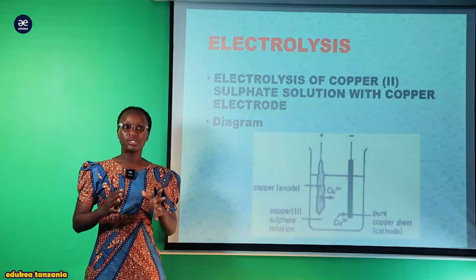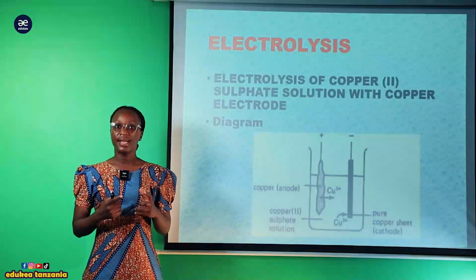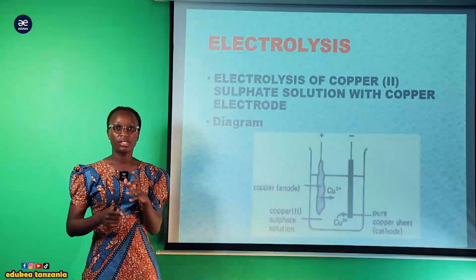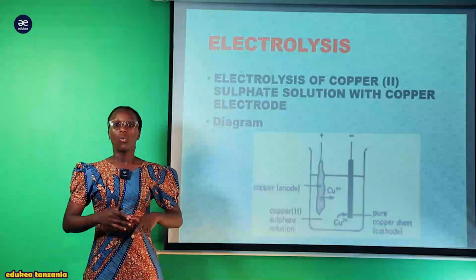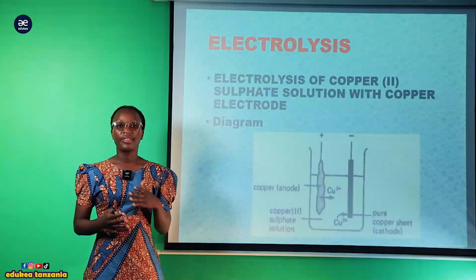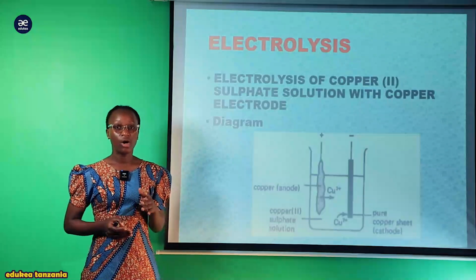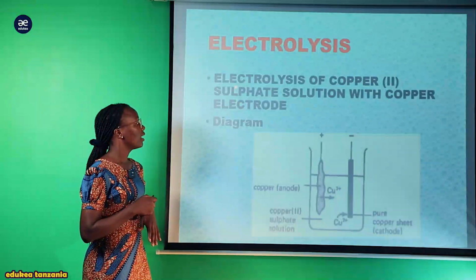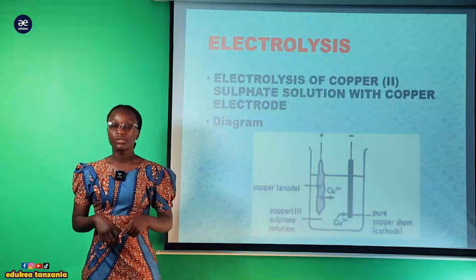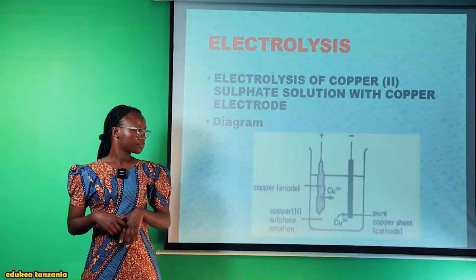Now we are going to see the difference. In the previous session we saw these selected electrolysis of electrolytes, but all of them were with carbon electrodes, I mean graphite electrodes. But today we are going to start with this electrolysis of copper 2 sulfate, but with copper electrode.